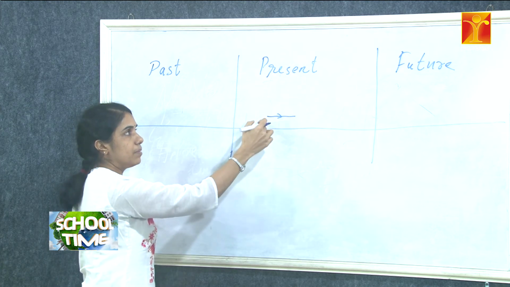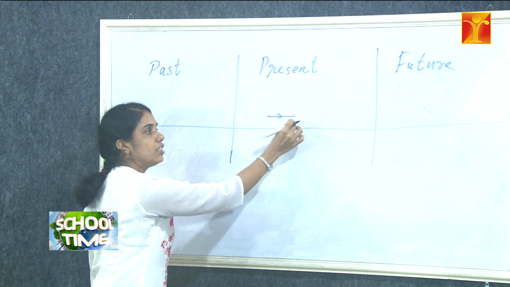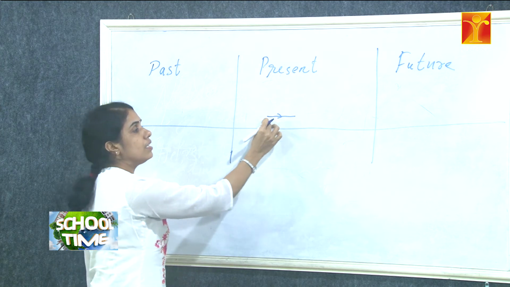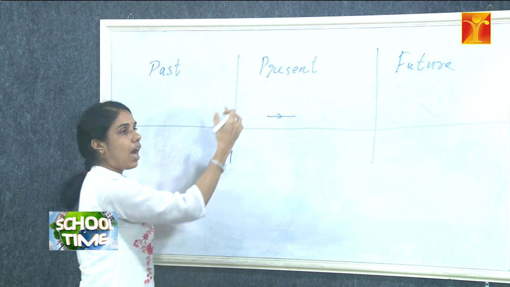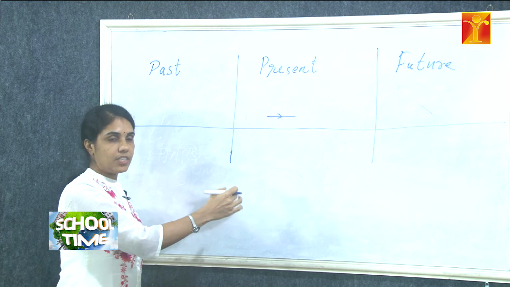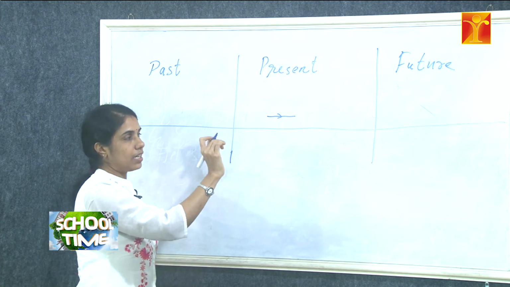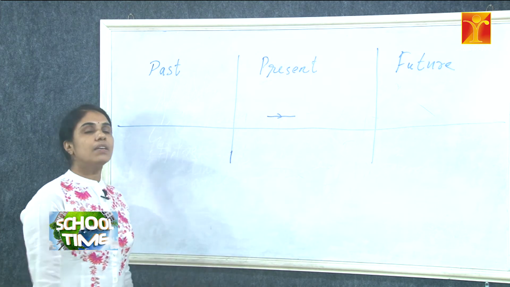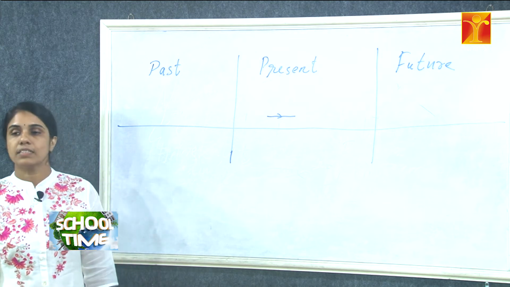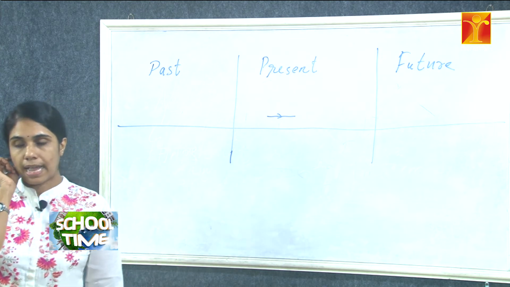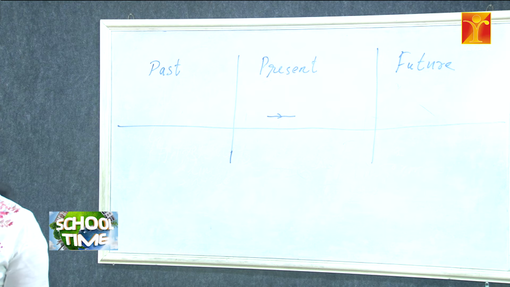It happened in the present time and it is continuing. It is continuing in the present time. I am teaching English. Now I am teaching English. So, we are using present continuous tense to express an action which is going on, which is continuing or which is taking place at the time of speaking, right? Okay.